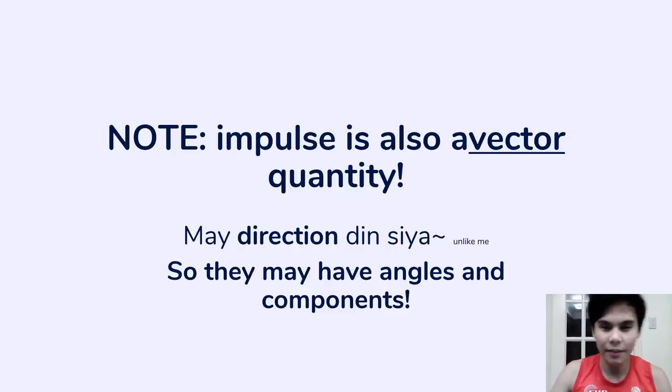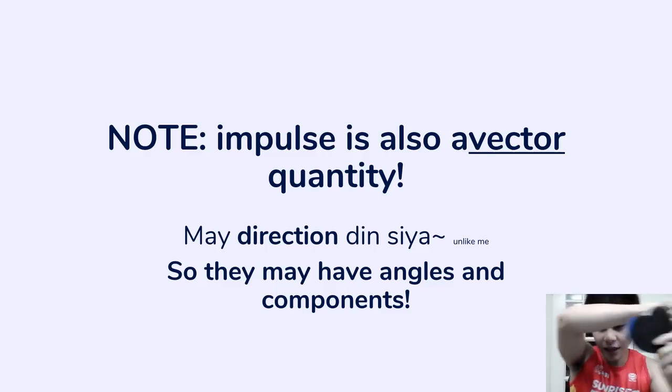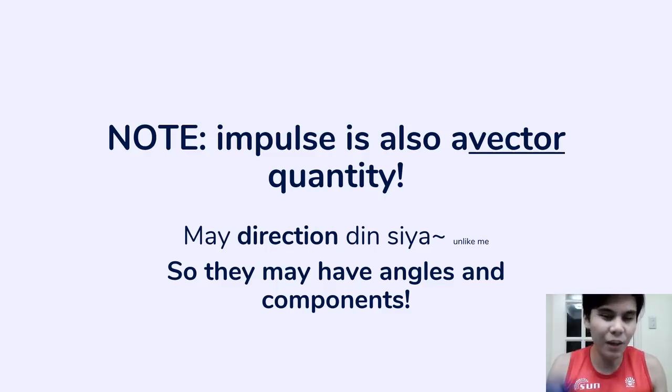All right. So also take note that impulse is also a vector quantity. So impulse also has direction as well. Your impulse can be opposite to the direction of your object, in the same direction of your object, or in a completely different direction from your object. So your impulse can change the direction of your object.